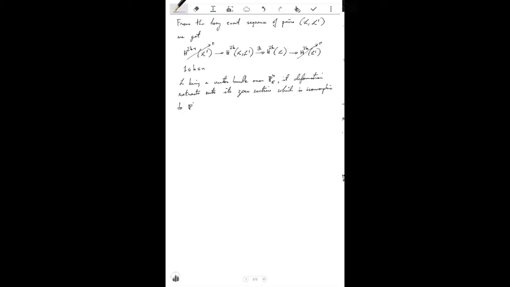L being a vector bundle over P^n(C), it deformation retracts onto its zero section, which is isomorphic to P^n(C). Thus H^{2k}(L) is isomorphic to Z. Thus H^{2k}(L, L prime) is also isomorphic to Z for k lying between 1 and n.